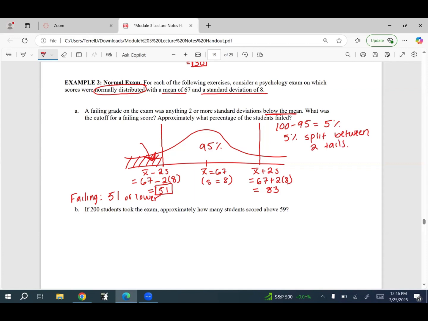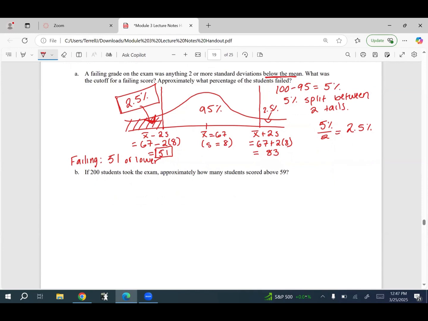So I'll do 5% divided by 2, and that's 2.5%. This would be 2.5%, and so would this. But we're interested in this piece. So approximately 2.5% of the students failed.